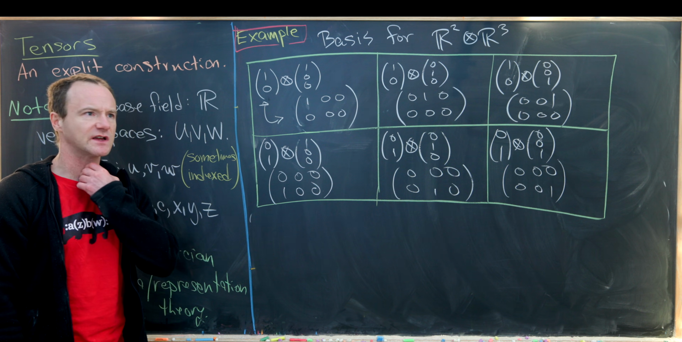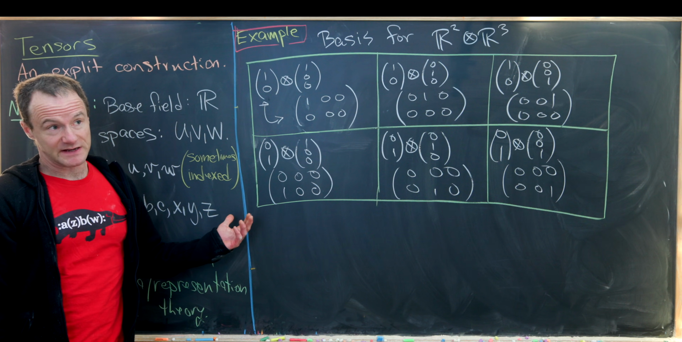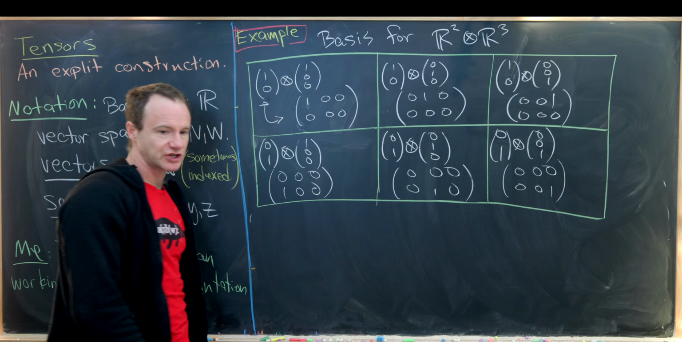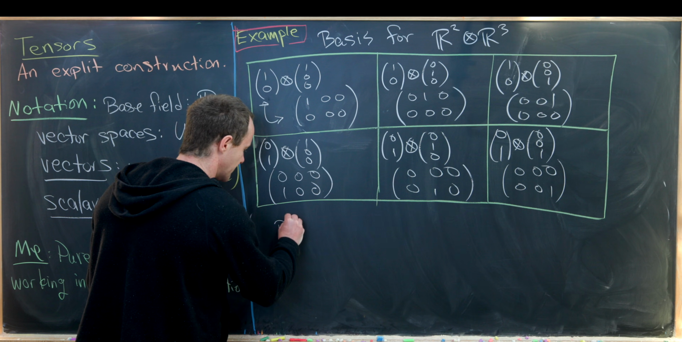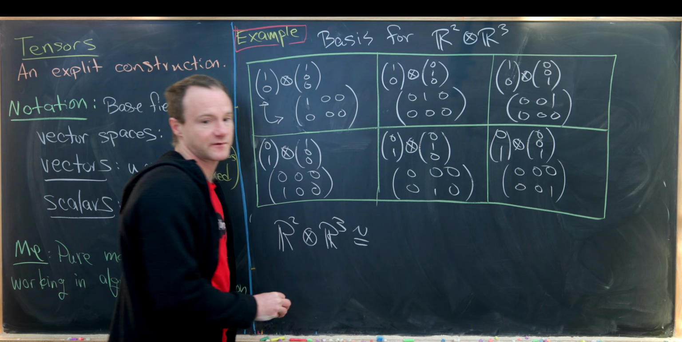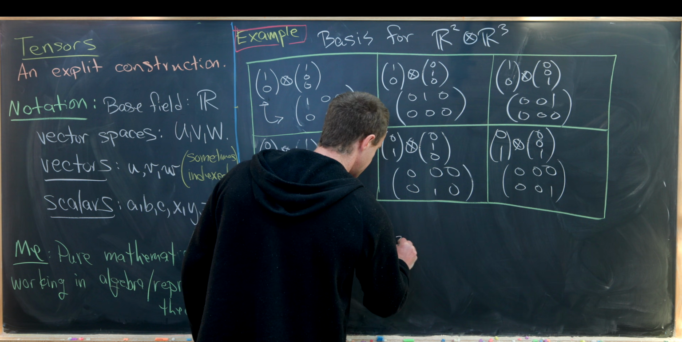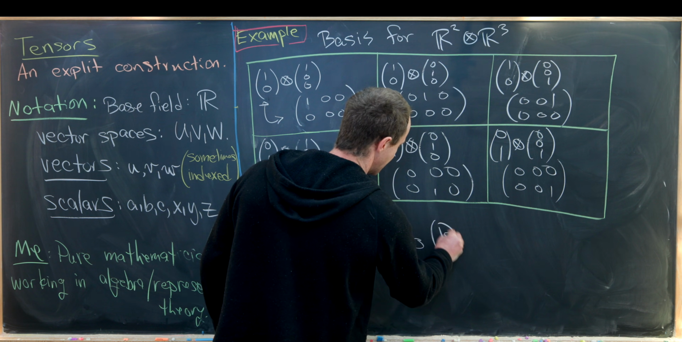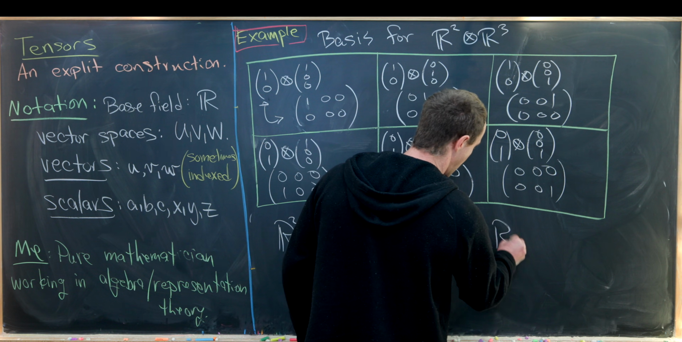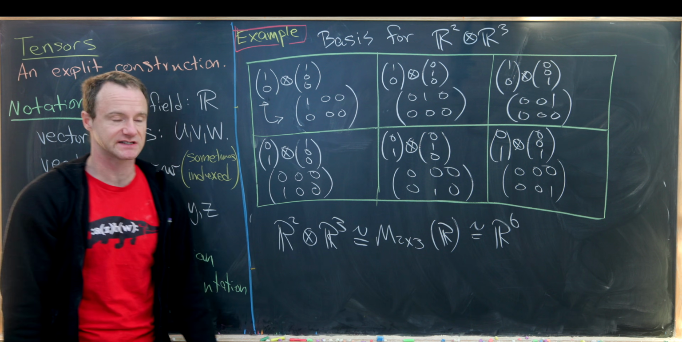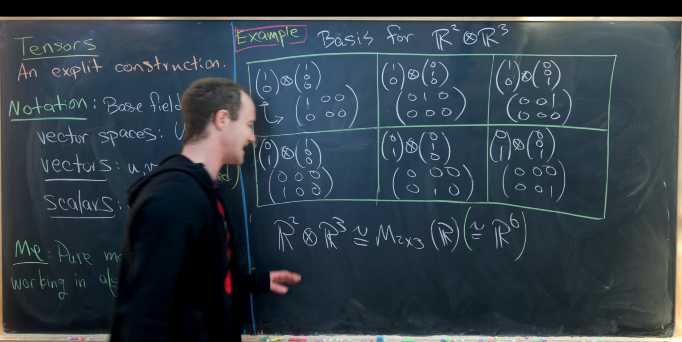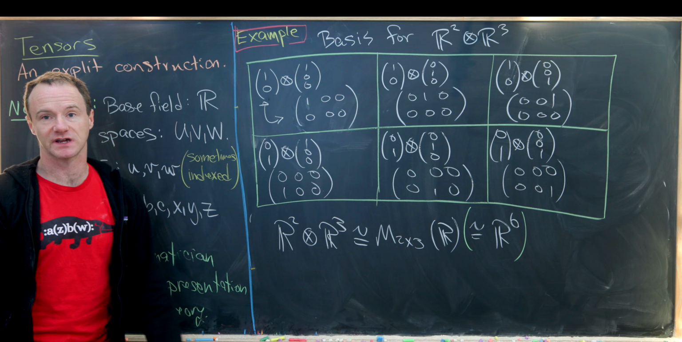And since when we're dealing with vector spaces, the only thing that we need for an isomorphism is an equality of dimension, what we clearly have here is R2 tensor R3 is isomorphic to M2 by 3 with entries in R, which in turn is isomorphic to R6 because that's also 6-dimensional. But maybe I'll put this one in parentheses because this isn't quite as natural as our first isomorphism.